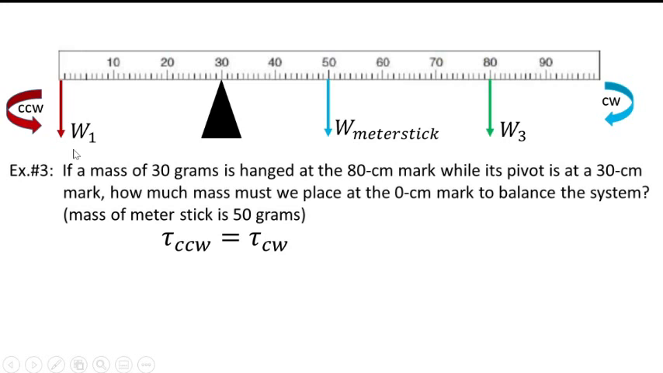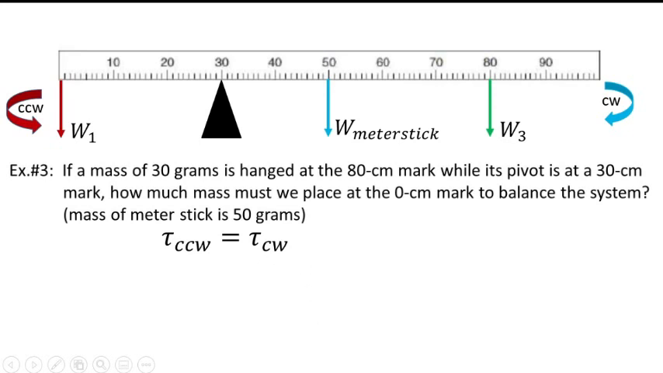Here we are asked again to find M1, but we cannot answer here that the mass of M1 should be 30 grams because there is another weight that is hung on the other side of the pivot, and that is the weight 3 or mass 3. Since the goal of this problem is to balance the system, we will use the second condition of equilibrium, in which torque counterclockwise is equal to torque clockwise.